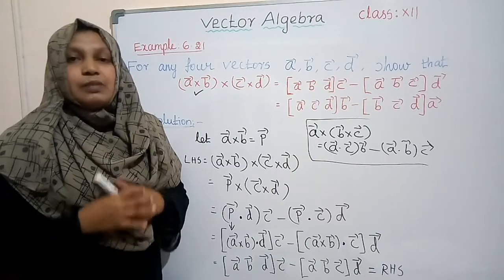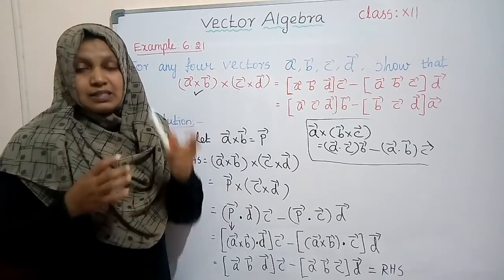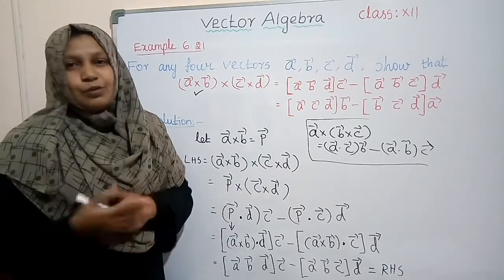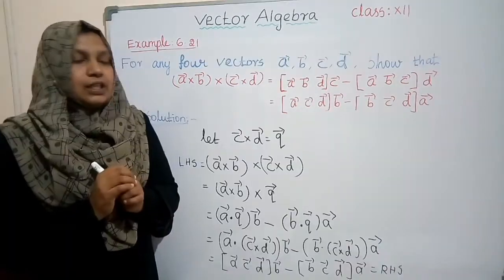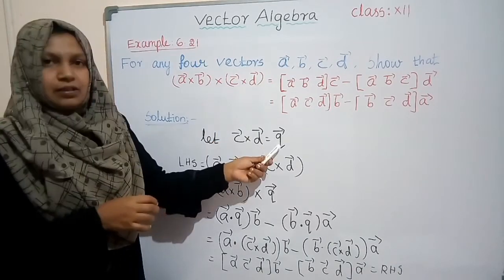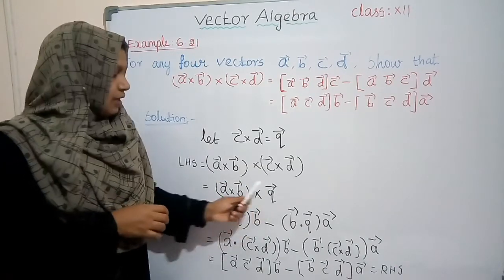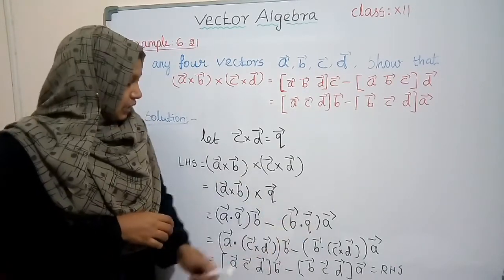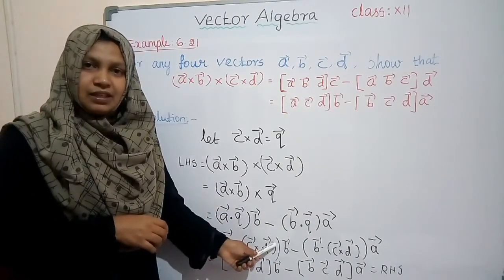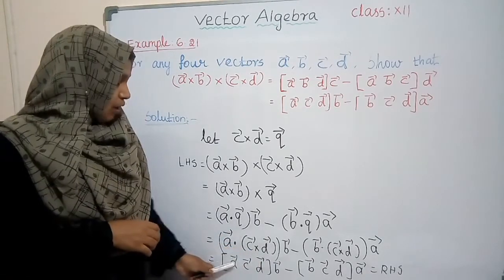So to prove this first result, we should consider this A vector cross B vector as a single vector, P vector. Similarly, to get the second result, we should consider C vector cross D vector as a single vector, that is Q vector, something like that. Here in the second proof, we are considering C vector cross D vector as Q vector and substitute on the left side. Then it becomes a vector triple product. We are applying the vector triple product formula and replacing this Q vector as C vector cross D vector. Then it becomes a scalar triple product, which is nothing but our box product.